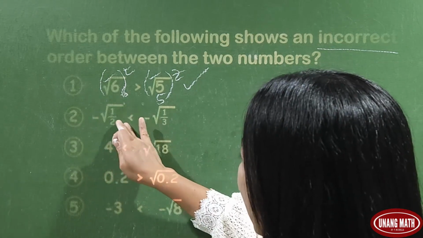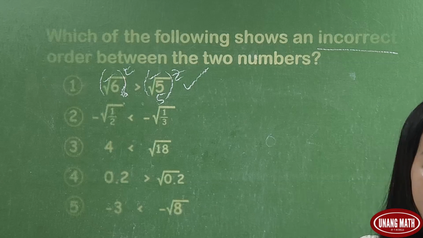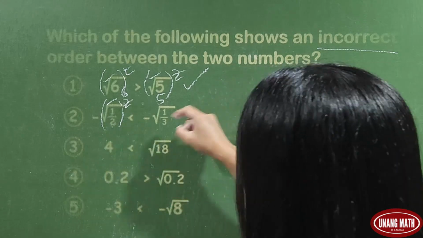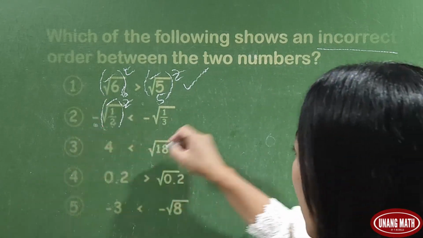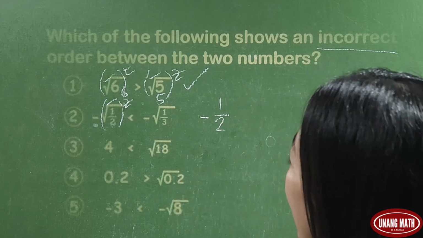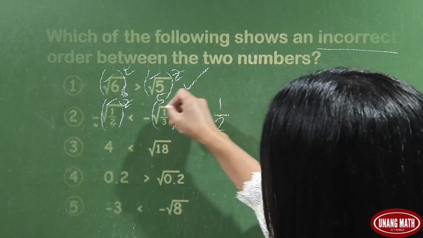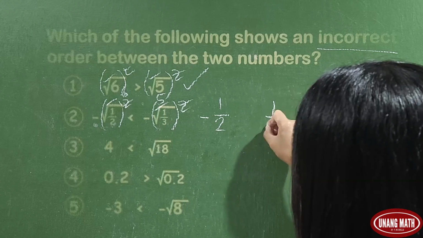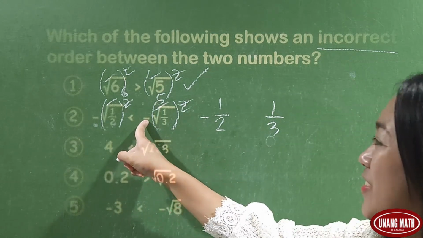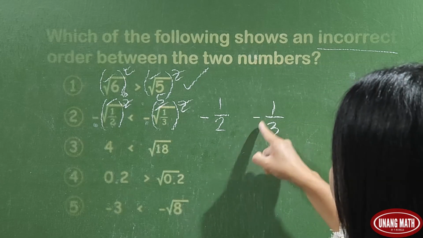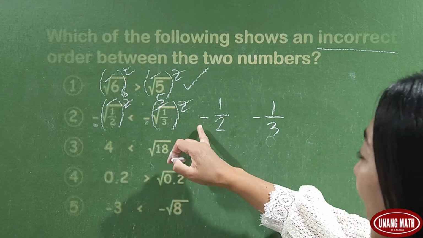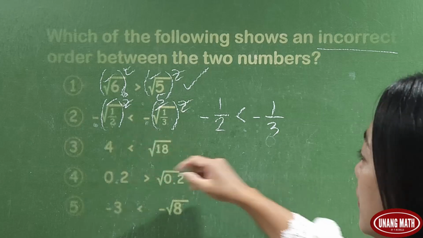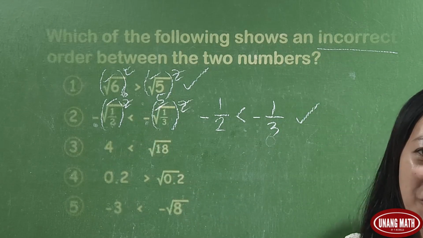What about for number 2? Negative square root of 1/2 is less than negative square root of 1/3. Square this one, cancel, bring out 1/2, but there's a negative sign outside this radical sign, so this is negative 1/2. What about here? Square, cancel square root and exponent. So we have here 1/3, but there is a negative sign outside the radical sign, so this is negative 1 over 3. And negative 1/2 is less than negative 1 over 3. So this statement is also correct.